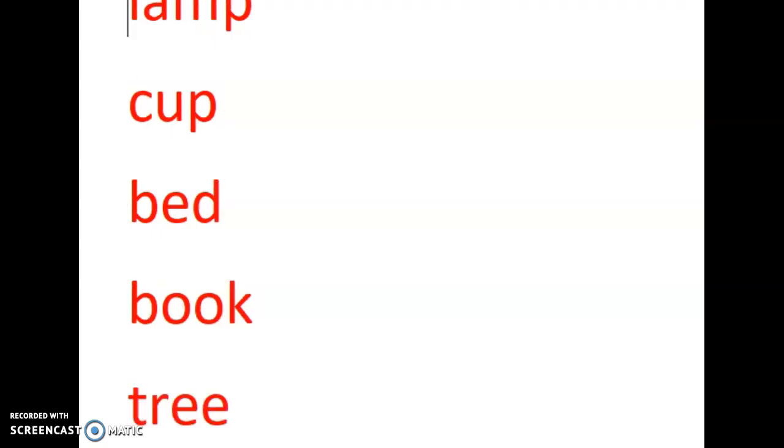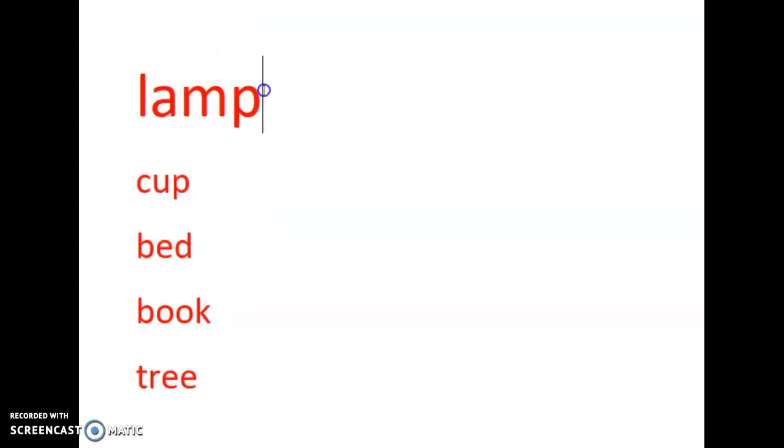So around me, I see a lamp. I see my coffee cup, of course. I see a bed. I see a book. And if I look out my window, I see a tree. So those are 5 nouns that I see. Now, these are all things that I see. If you have a grown-up in the room or a sister or brother in the room, you might see a person.